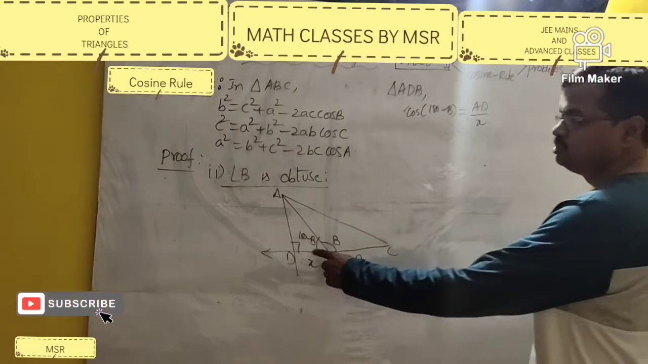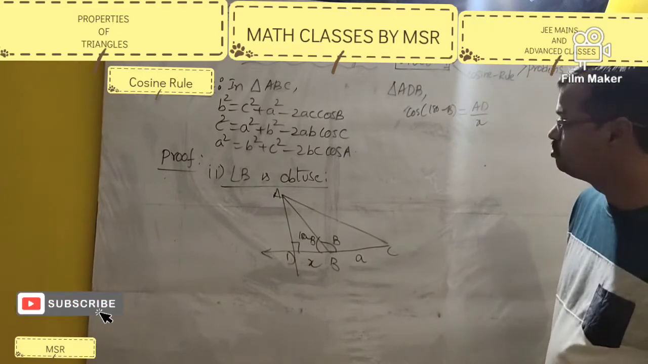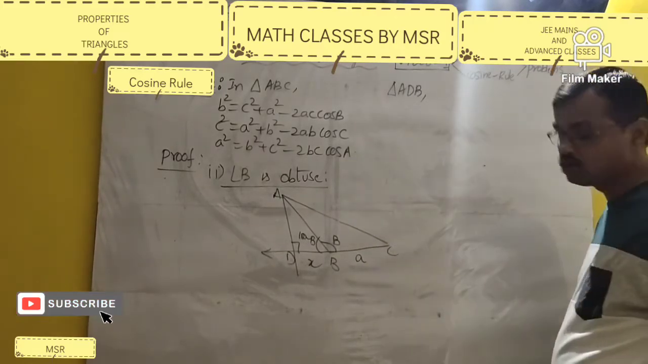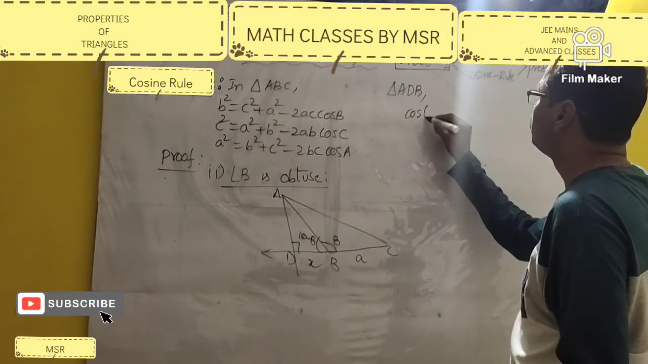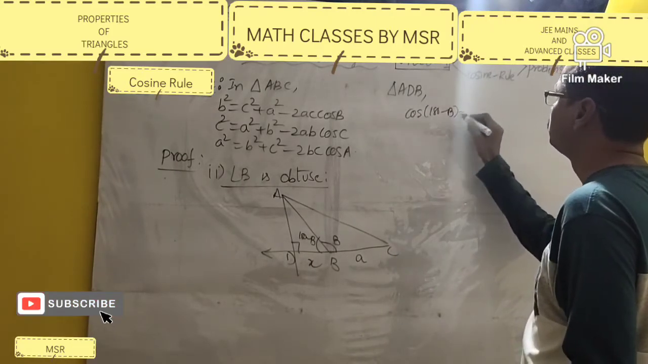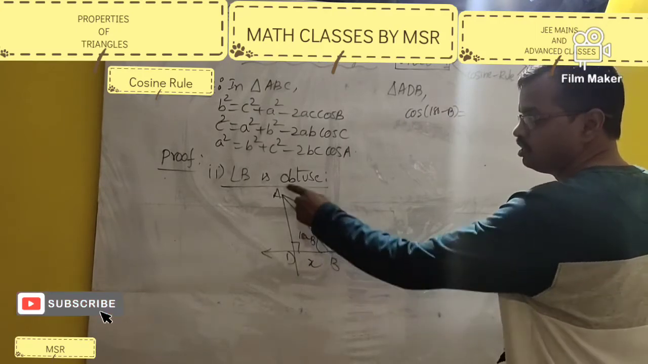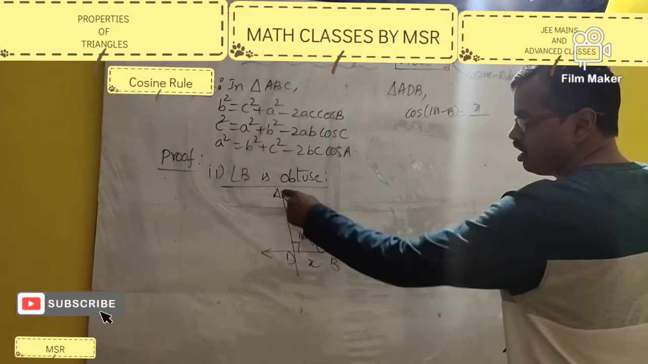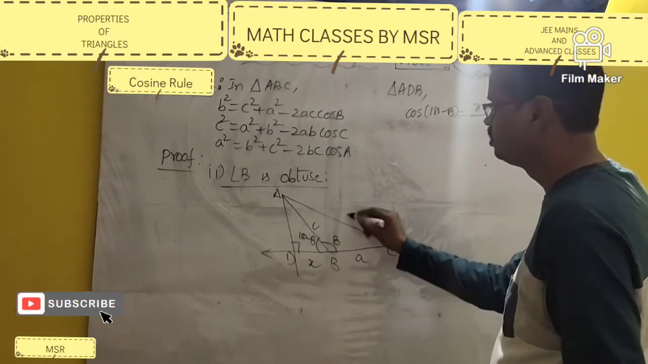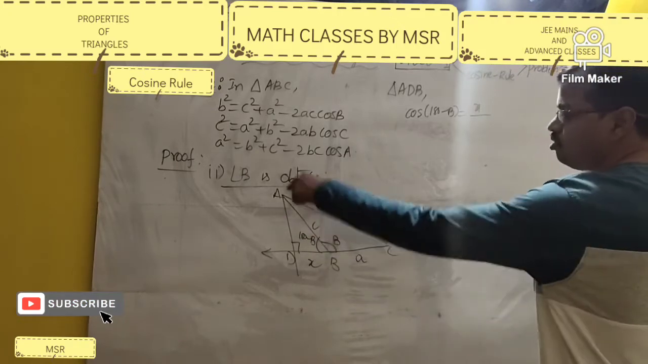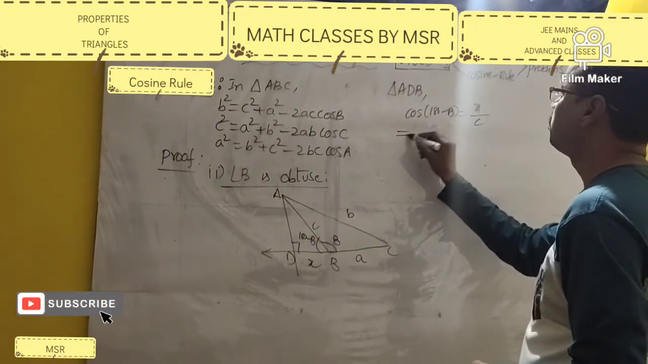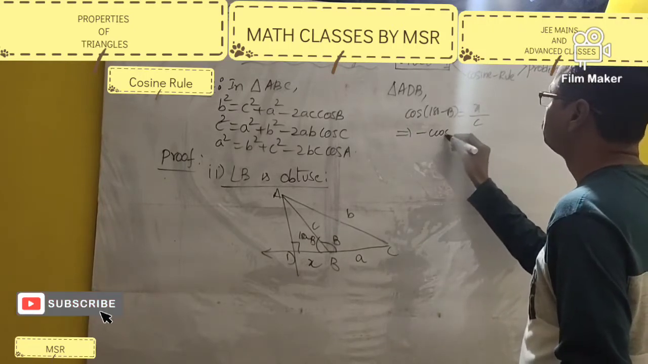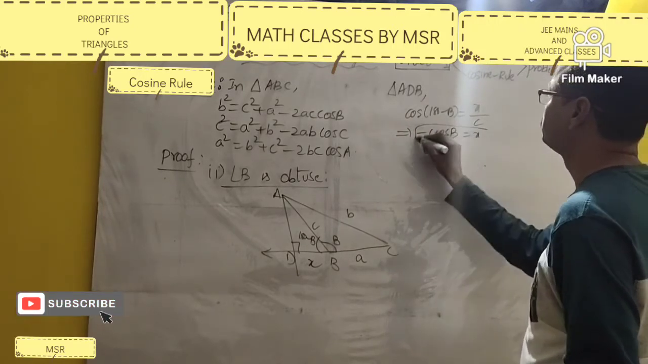Cos of 180 minus B is equal to adjacent side by hypotenuse. Adjacent side is X. Hypotenuse is AB. AB length is C, AC length is B. So hypotenuse is C. Cos of 180 minus theta is minus cos theta. So it becomes minus C cos B is equal to X. Keep it aside.